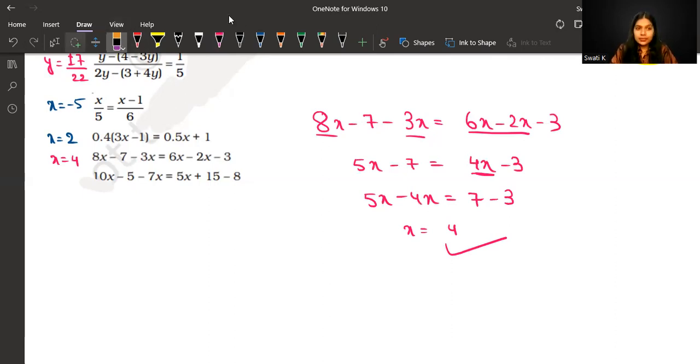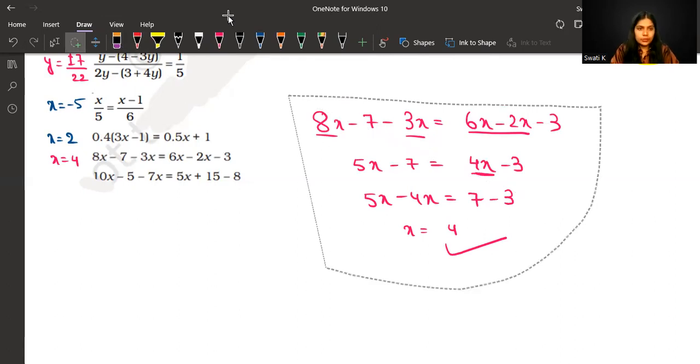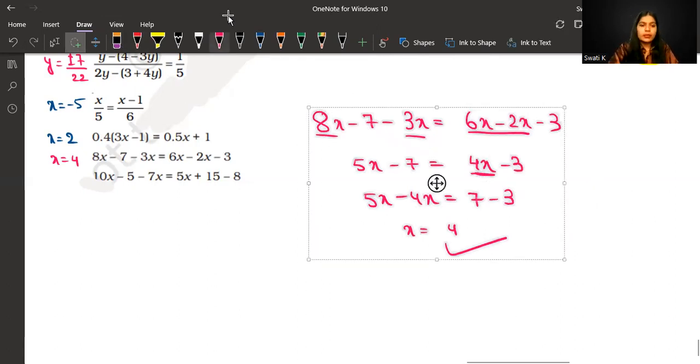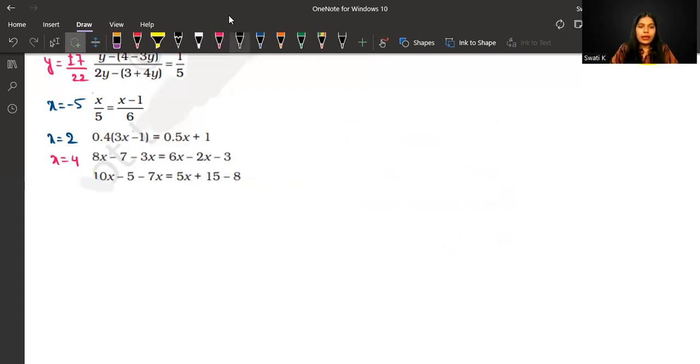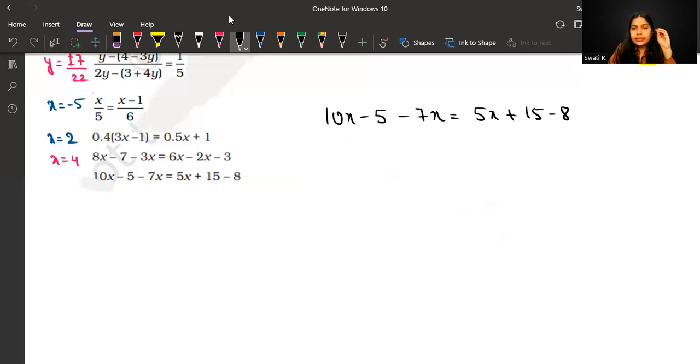Now we can go to this last question over here. This is not the last. Okay, I have more questions for you. So right now, let's do the last question. So the last question, we have 10x minus 5 minus 7x equals 5x plus 15 minus 8. Now here 10x minus 7x is 3x, minus 5 as it is. Here 5x as it is, and this is 15 minus 8. So that will be 7, right?